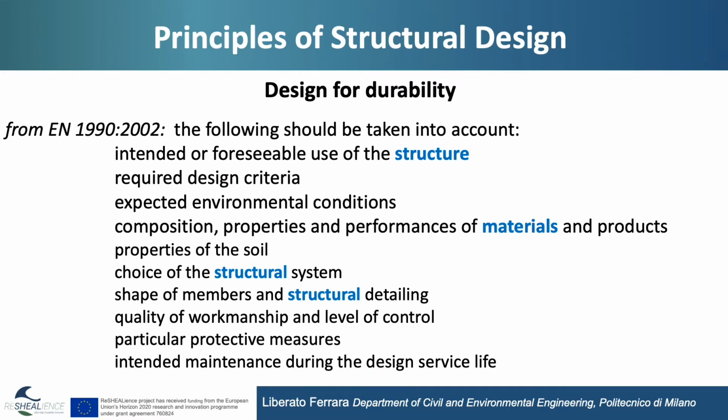So what does the code say? I put a reference here to Eurocode 0, so-called EN 1990. What does the code tell us that we have to consider when we design for durability? The use of the structure, the design criteria, the environmental conditions, the composition, the properties and the performance of the materials and the products, the properties of the soil, because any structure will interact with the soil on which it is founded, the structural system that we have chosen, the shape of the structural members, the structural details.